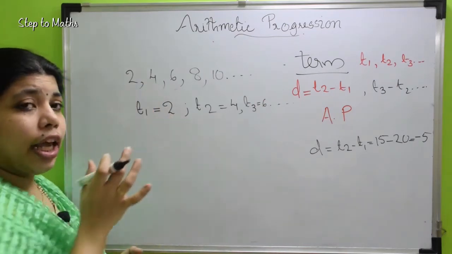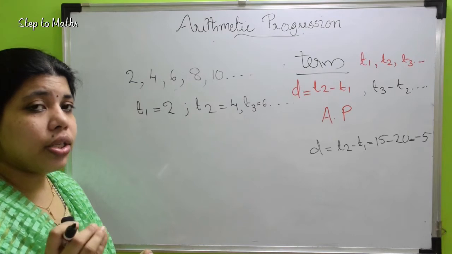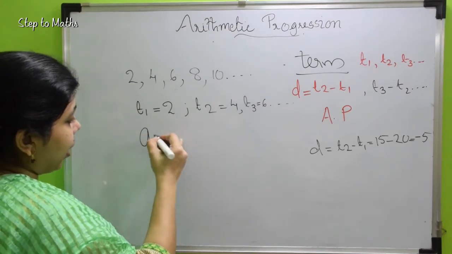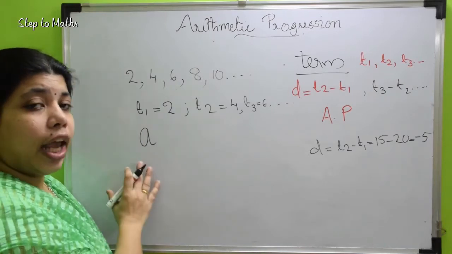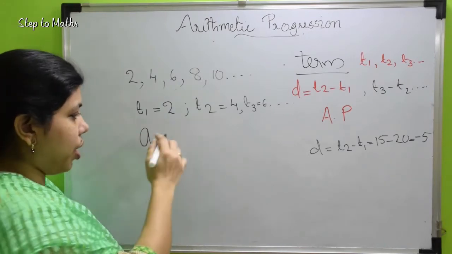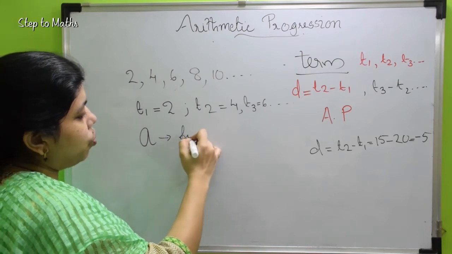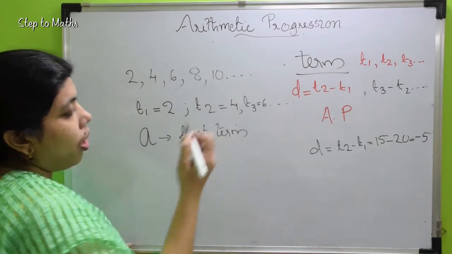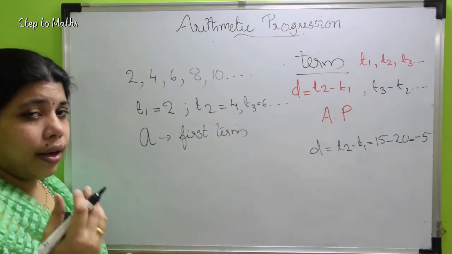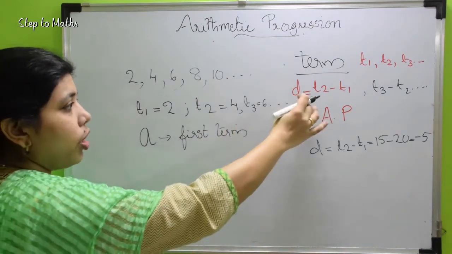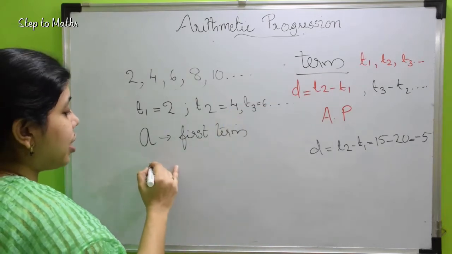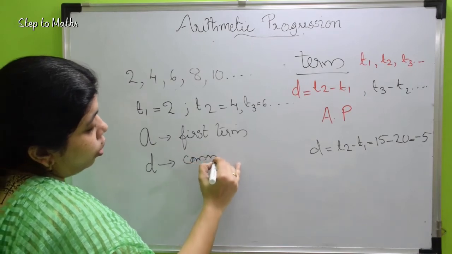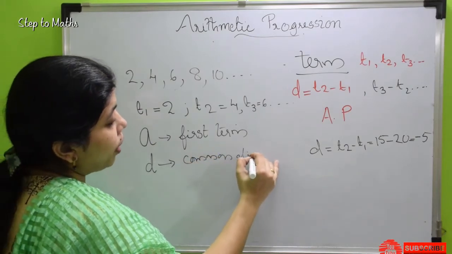The first term in an arithmetic progression is also represented using A. First term. And we already discussed that the common difference is represented using the letter D. Common difference.